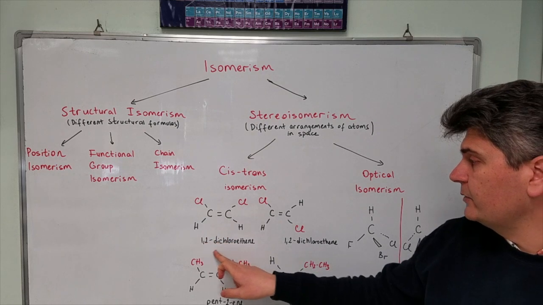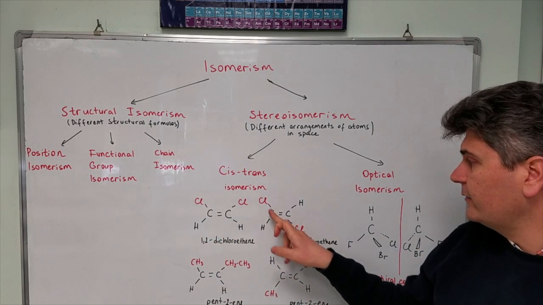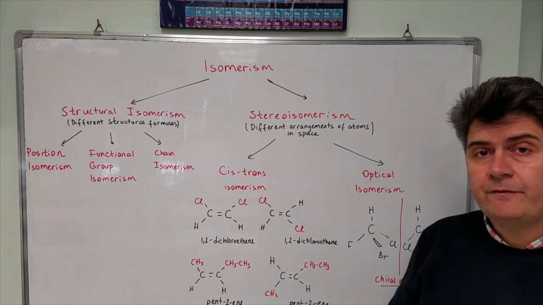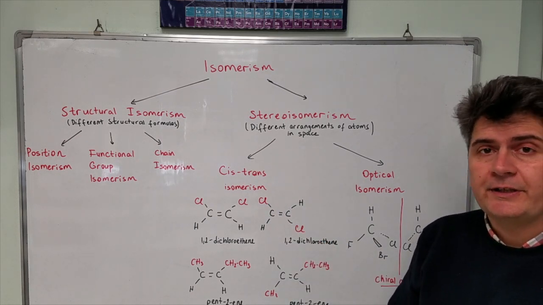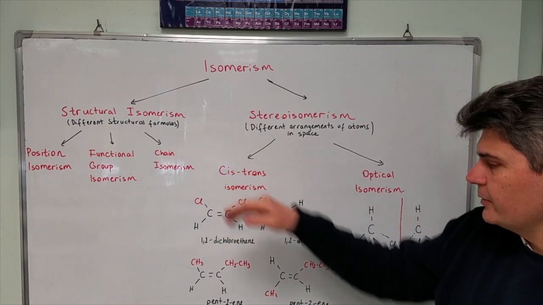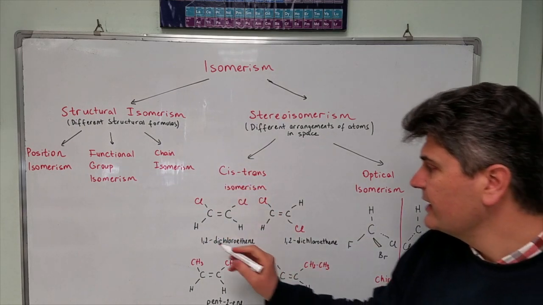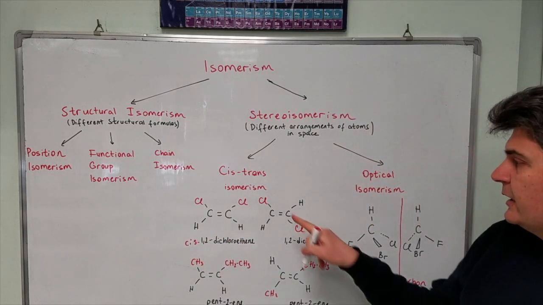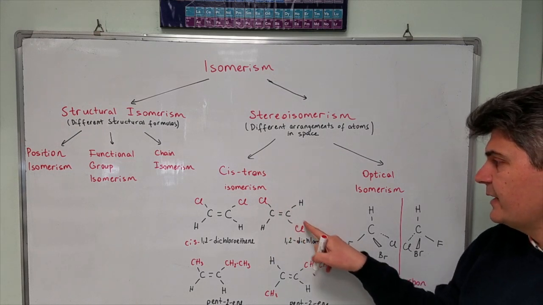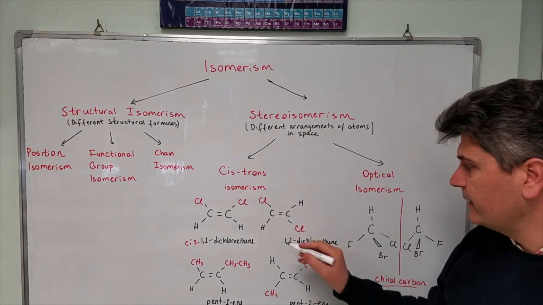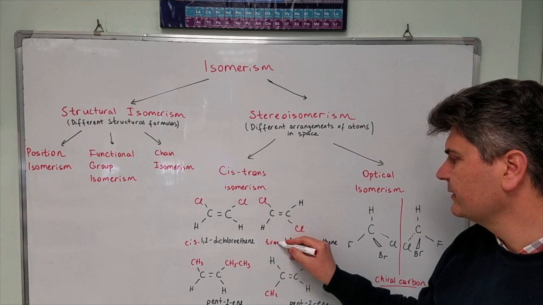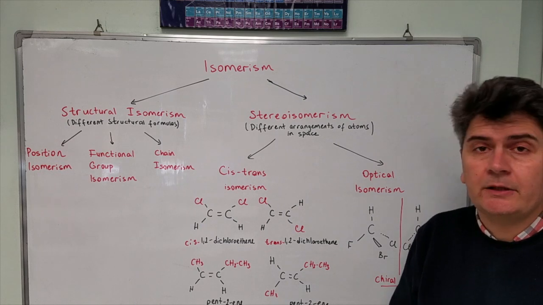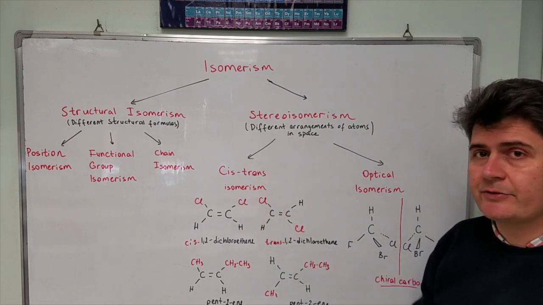So here I have 1,2-dichloroethene, here I have 1,2-dichloroethene. But in the first one, the chlorines are on the same side of the molecule. That's why it is called a cis compound. We say cis-1,2-dichloroethene. In here they are on opposite sides. That's why we call this one a trans compound. It is trans-1,2-dichloroethene. We actually don't need to have some halogen in order to see cis-trans isomerism.